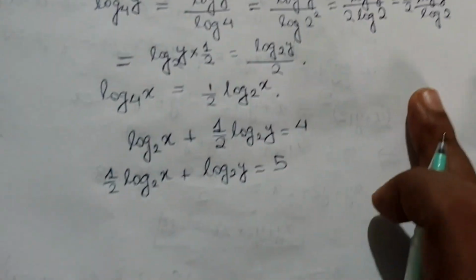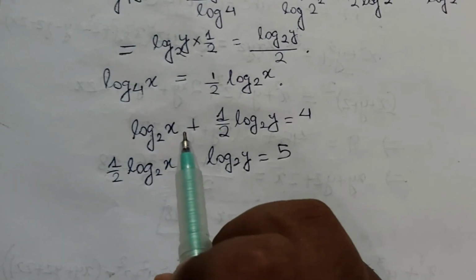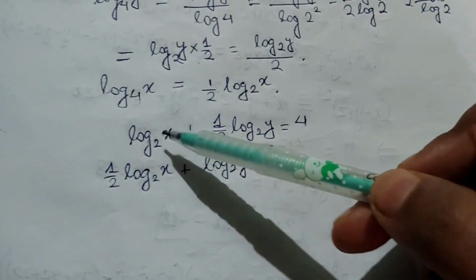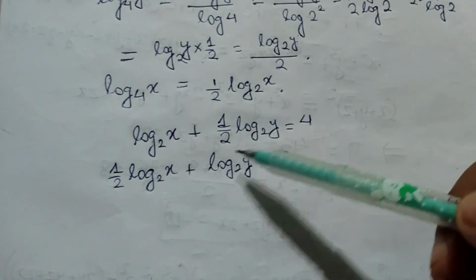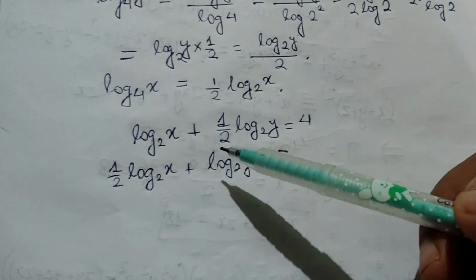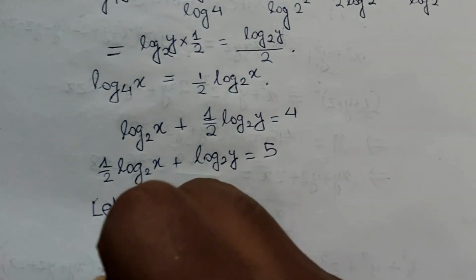Okay, now that we have converted it into log base 2, we see that both of these equations have log base 2 x and log base 2 y. So these two can be taken as two variables, and we can substitute them by doing this.